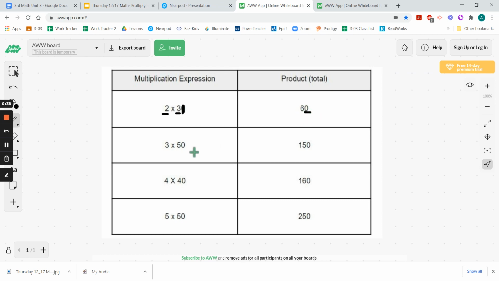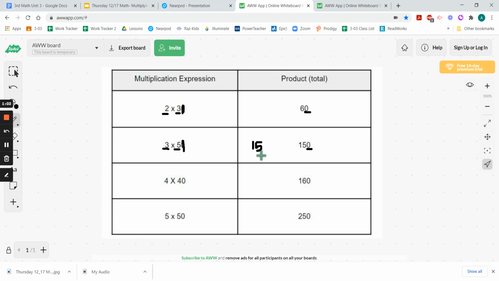Let's try with another multiplication expression. So again, you're going to cover up the 0 in the 1's place of the multiple of 10, multiply the remaining digits, so the 3 and the 5. You get 15, but you put a 0 in the 1's place. Notice how the number shifts 1 place to the left.